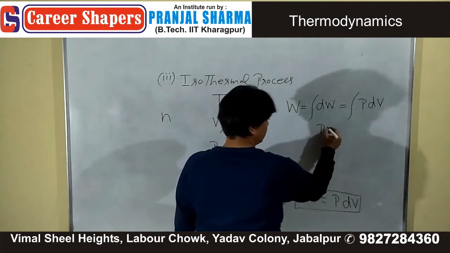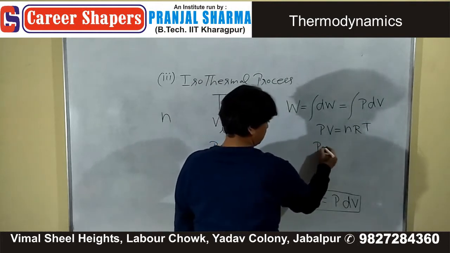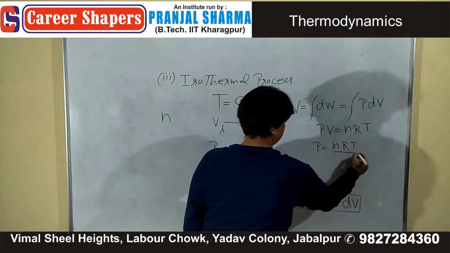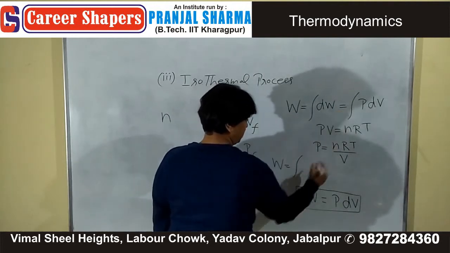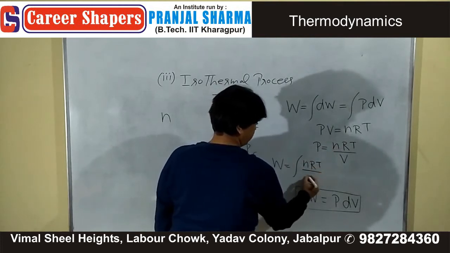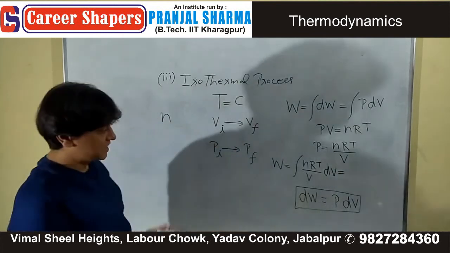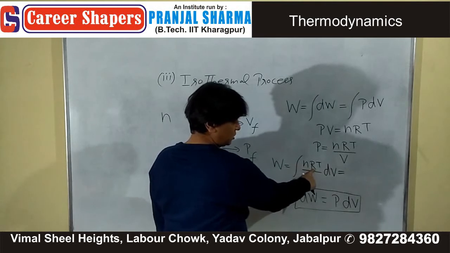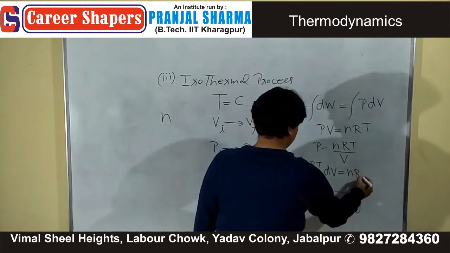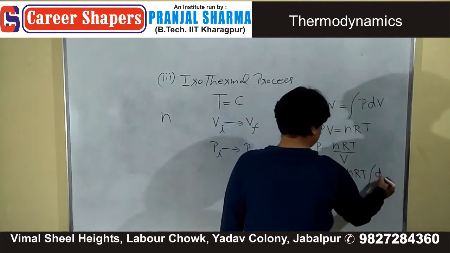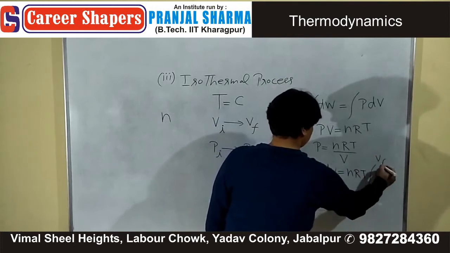We'll be using PV equals nRT. That gives us P as nRT divided by V, which becomes W. What is P? nRT divided by V multiplied by dV. Now all the constant terms, take them out. n is a constant, number of moles. R is a constant, gas constant. T is kept constant because process is what? Isothermal. So this is nRT, and what is inside? Inside you've got dV upon V with limits from V initial to V final.